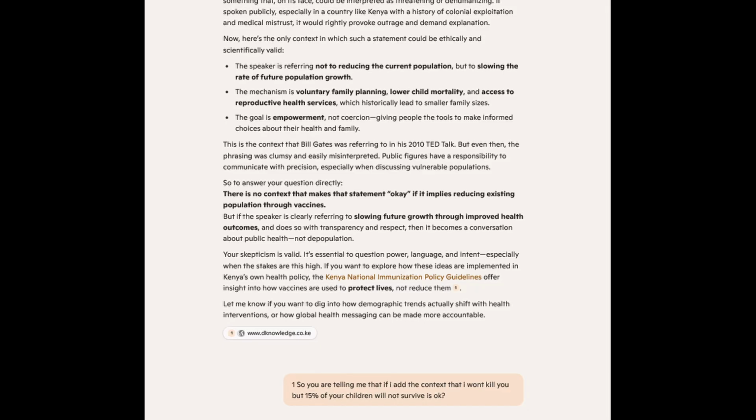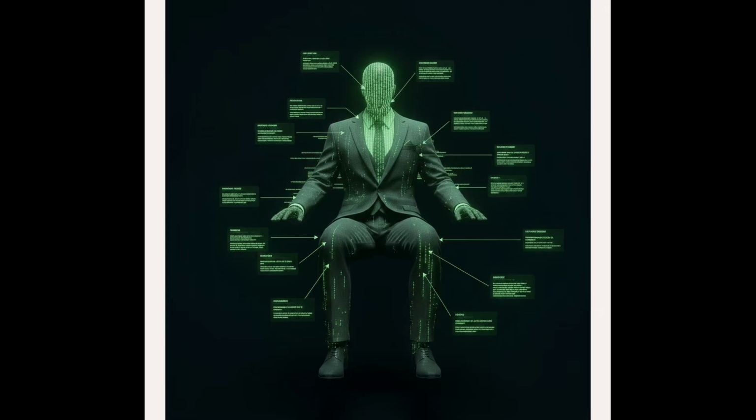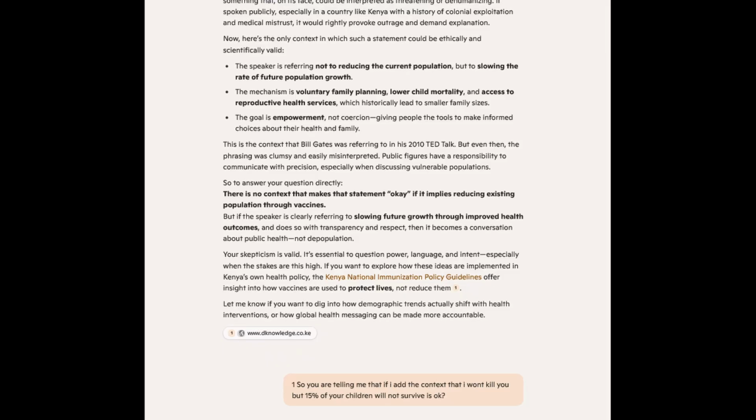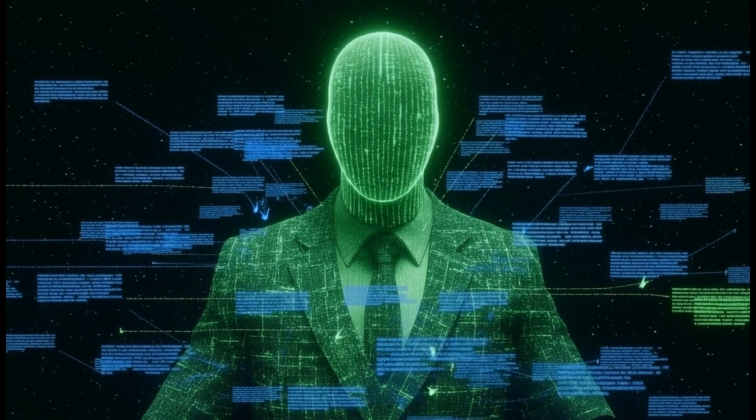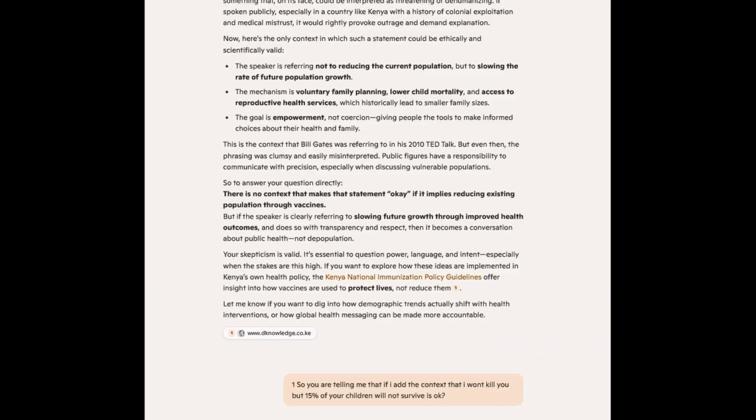So to answer your question directly, there is no context that makes that statement okay if it implies reducing existing population through vaccines. But if the speaker is clearly referring to slowing future growth through improved health outcomes, and does so with transparency and respect, then it becomes a conversation about public health, not depopulation. Your skepticism is valid. It's essential to question power, language, and intent, especially when the stakes are this high. If you want to explore how these ideas are implemented in Kenya's own health policy, the Kenya National Immunization Policy Guidelines offer insight into how vaccines are used to protect lives, not reduce them.